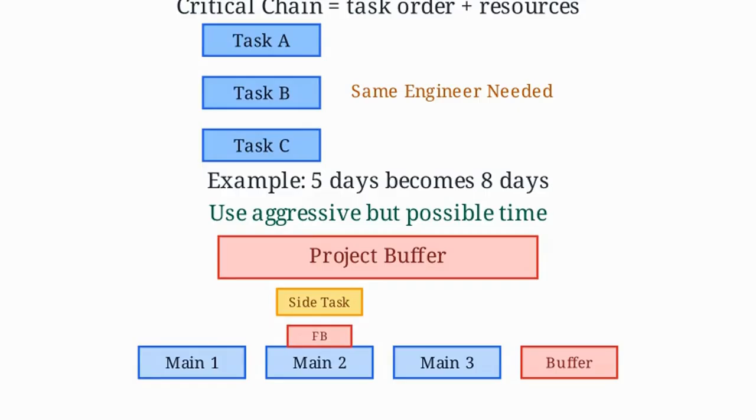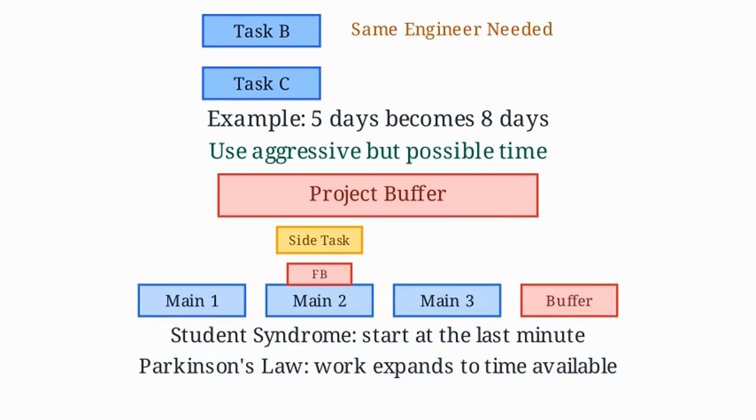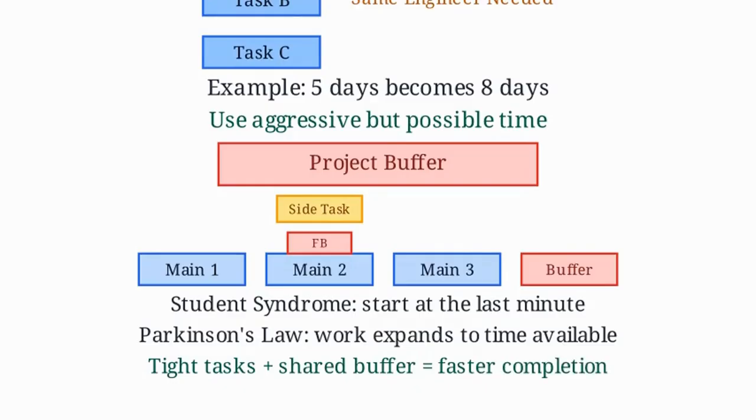Critical chain also fixes two common behaviors. Student syndrome is when people wait until the last minute to start. Parkinson's law says work expands to fill the time available. By using tight tasks and shared buffers, teams focus on finishing early.